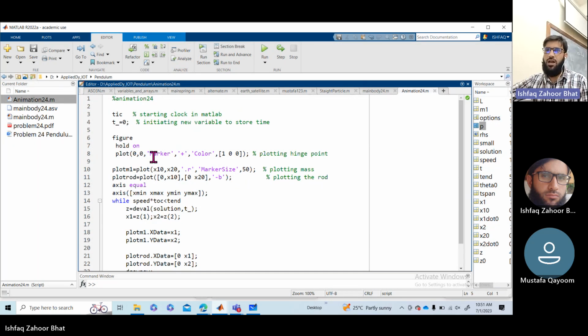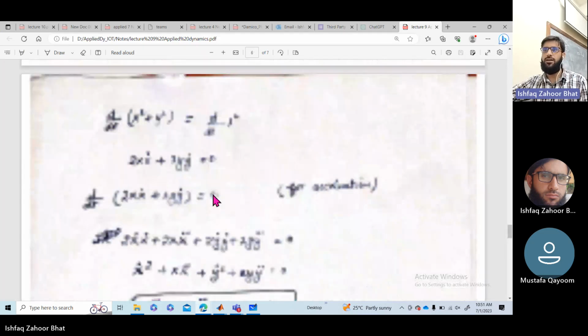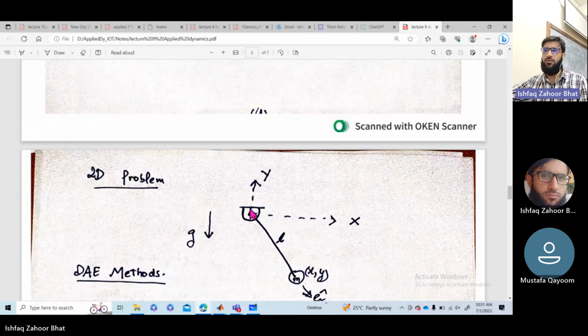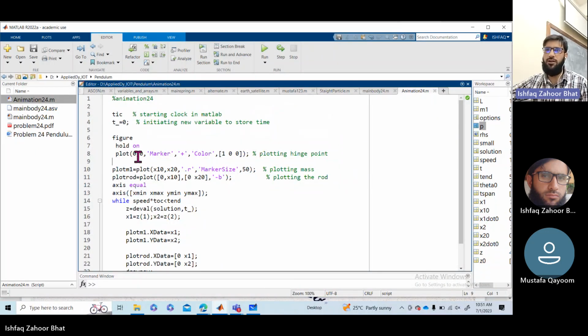After this, I want to plot the hinge point. Okay, so this is the hinge point. Plot 0, 0. Our hinge point was at the origin. So let's go back to the figure and see. Our hinge point was at 0, 0. So I am plotting the hinge point as 0, 0, and I use a plus sign for that hinge point. This is marker plus. It will plot the hinge as a plus, and I am using color 100.